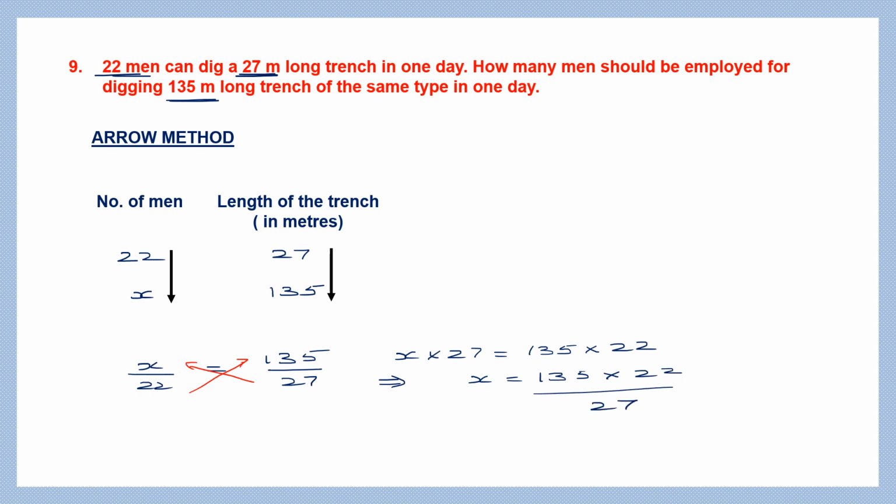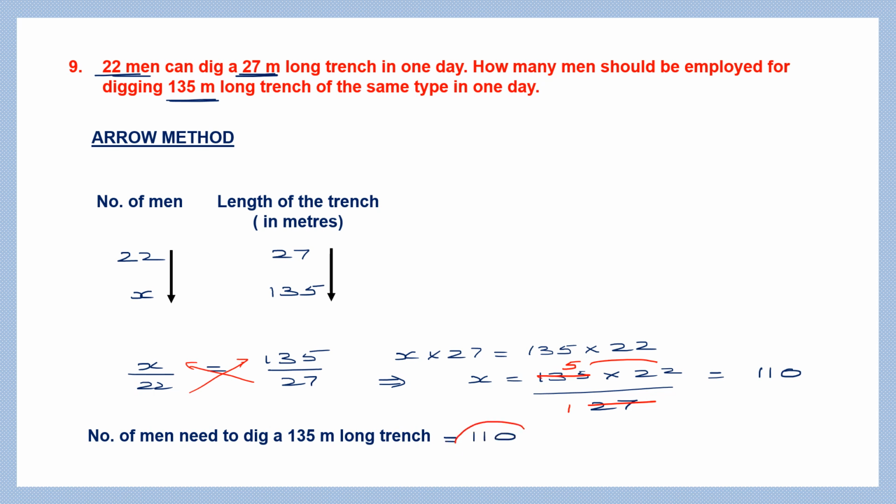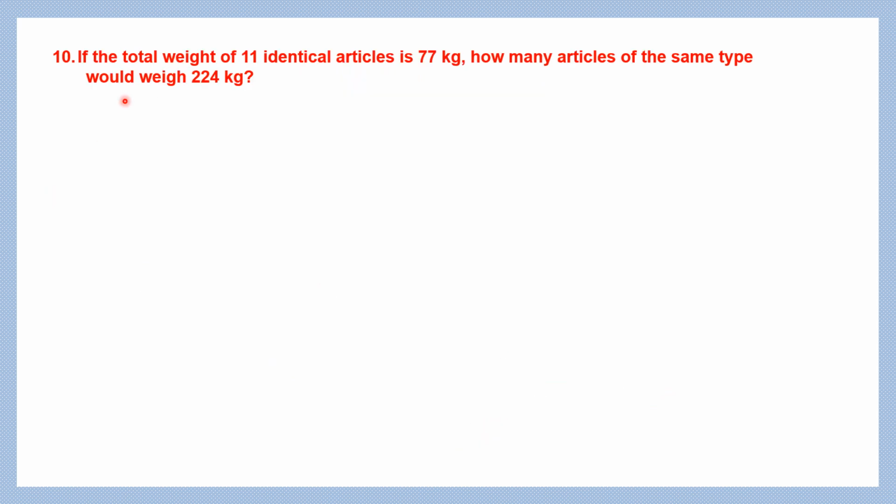Now we can cancel 27 and 135, 1 and 5. Multiply 5 into 22 and we get 110. So we have found our answer. Number of men needed to dig a 135-meter long trench is 110. The number of men.